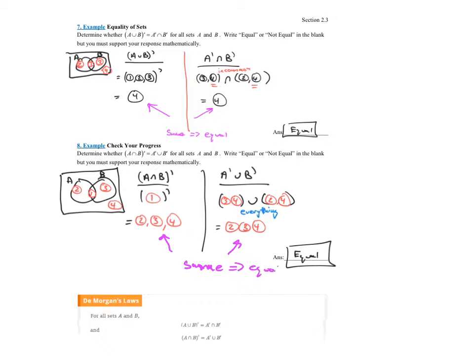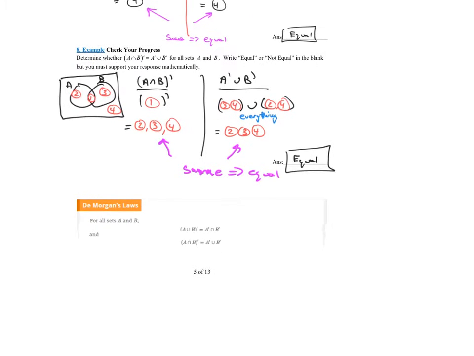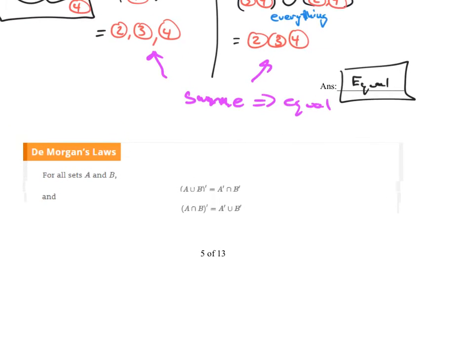What we just proved is De Morgan's laws. (A union B) complement is A complement intersect B complement. And we also proved that (A intersect B) complement is equal to A complement union B complement. You negate each part of it. The complement of an intersection is a union, in a sense, when you complement everything.